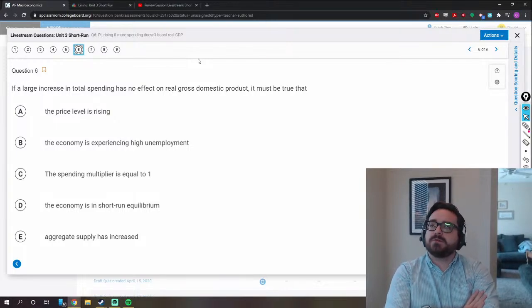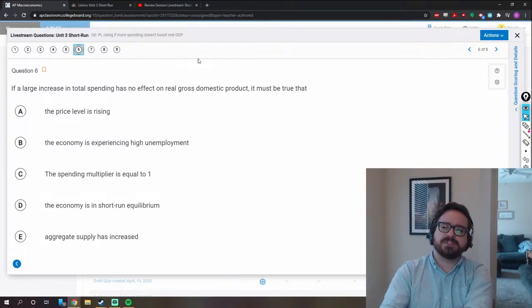What has to be going on? We're spending a bunch more, but our real GDP is not going up. What does real GDP represent? Real GDP tells me how much we are producing. We are not producing more, but we are spending more. How would that be happening? How would we be spending more, but not producing more? If everything got more expensive, we'd be spending more, not producing more.